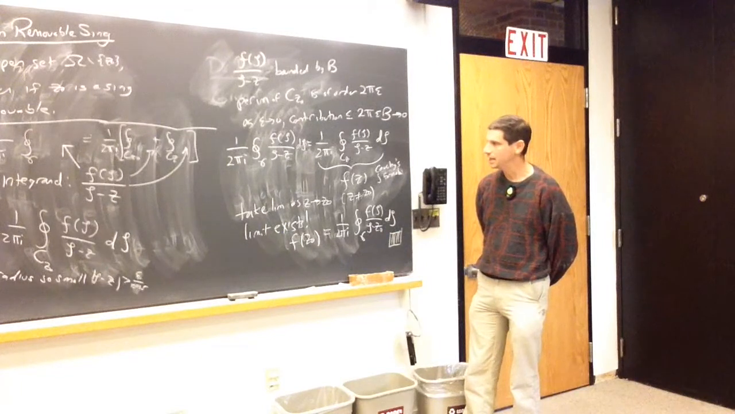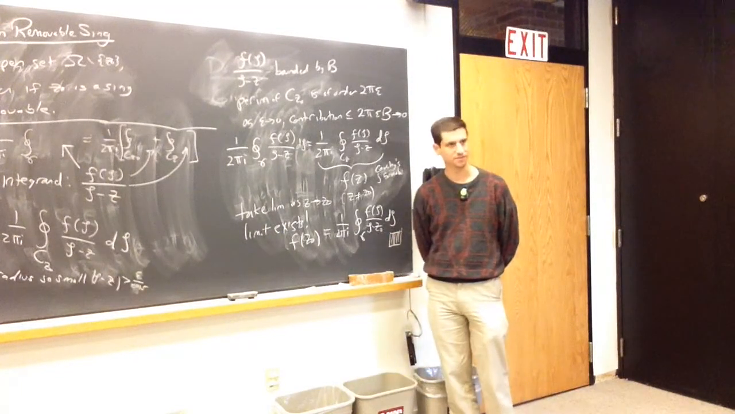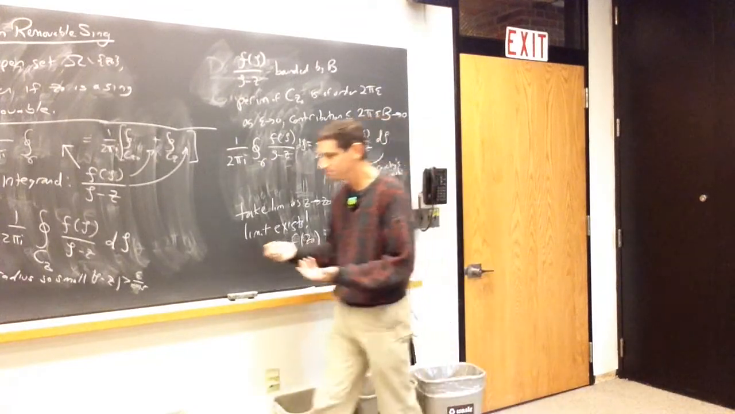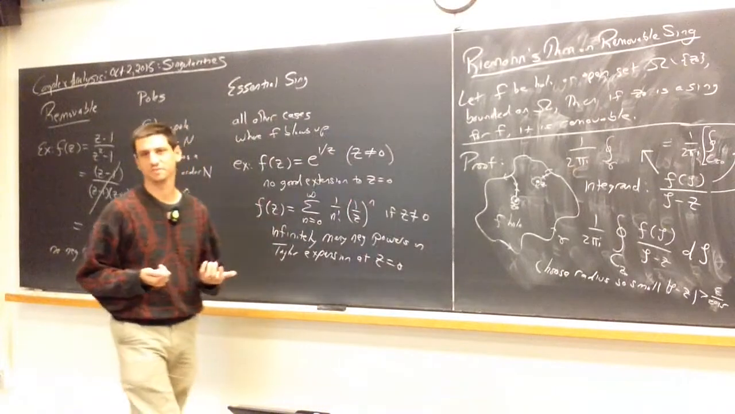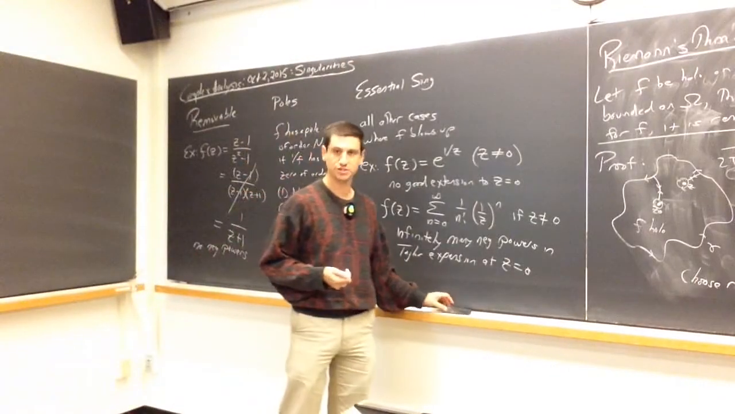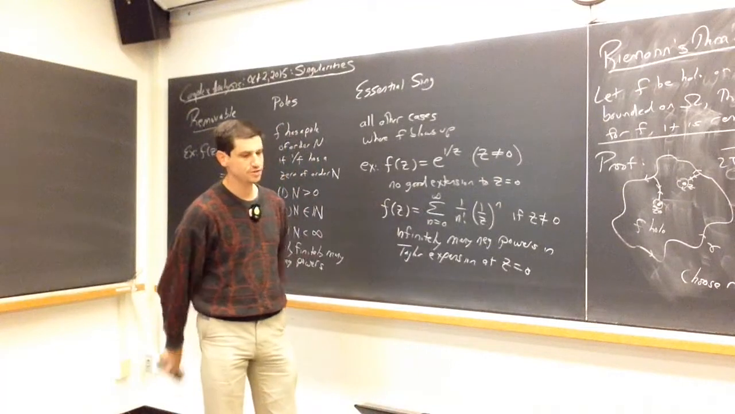So if the function is bounded, the singularity can't be too bad. Okay, the proof might be a little bit long, but the result should not be that surprising. Being bounded is a strong assumption. Okay, any questions on the first part?